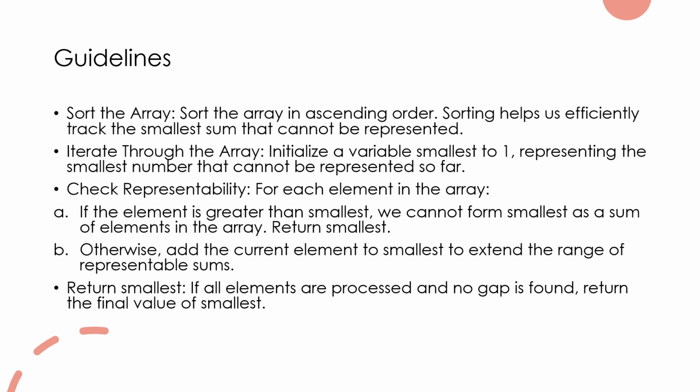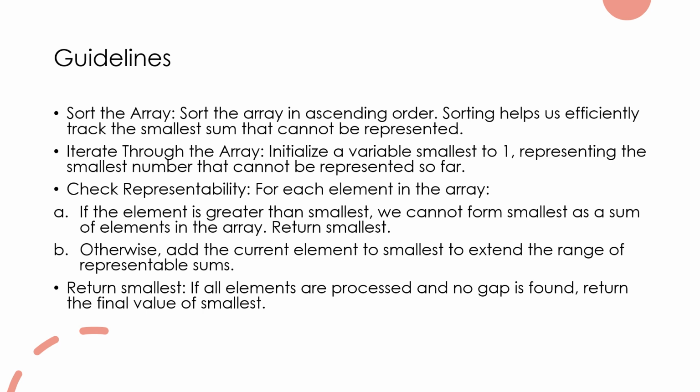To solve the problem of finding the smallest positive integer value that cannot be represented as the sum of elements of any subset of a given array of positive numbers, we can use a greedy algorithm. Here's an explanation of the algorithm and its implementation in both JavaScript and Python.